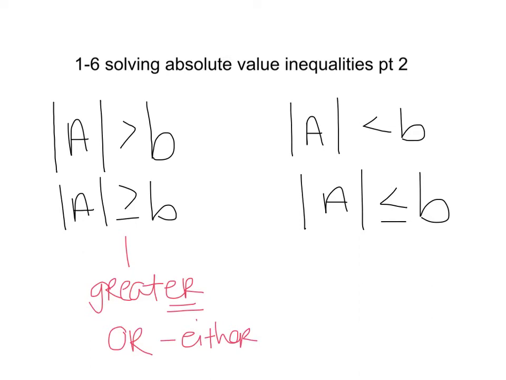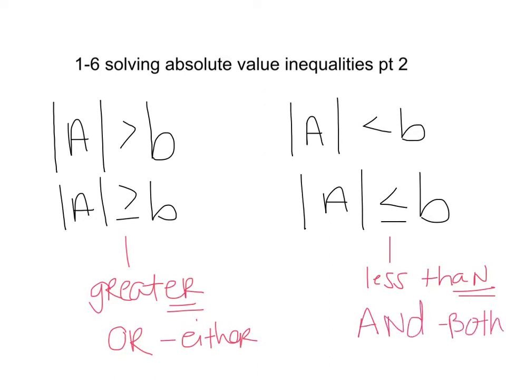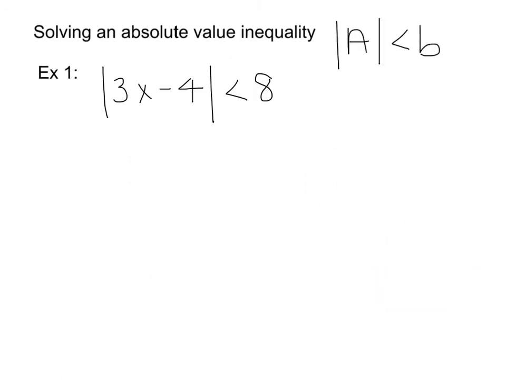The other type of inequality is the absolute value of something is less than or equal to. Again, if you emphasize that word less than, that "and" at the end kind of sounds like and, therefore both would have to be true. Let's look at our first example.